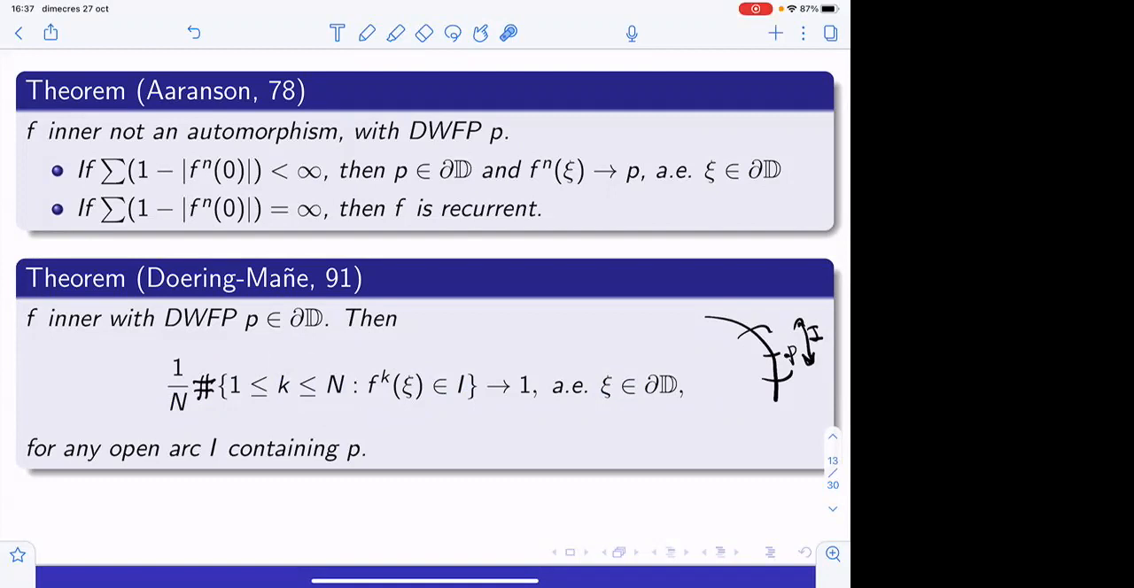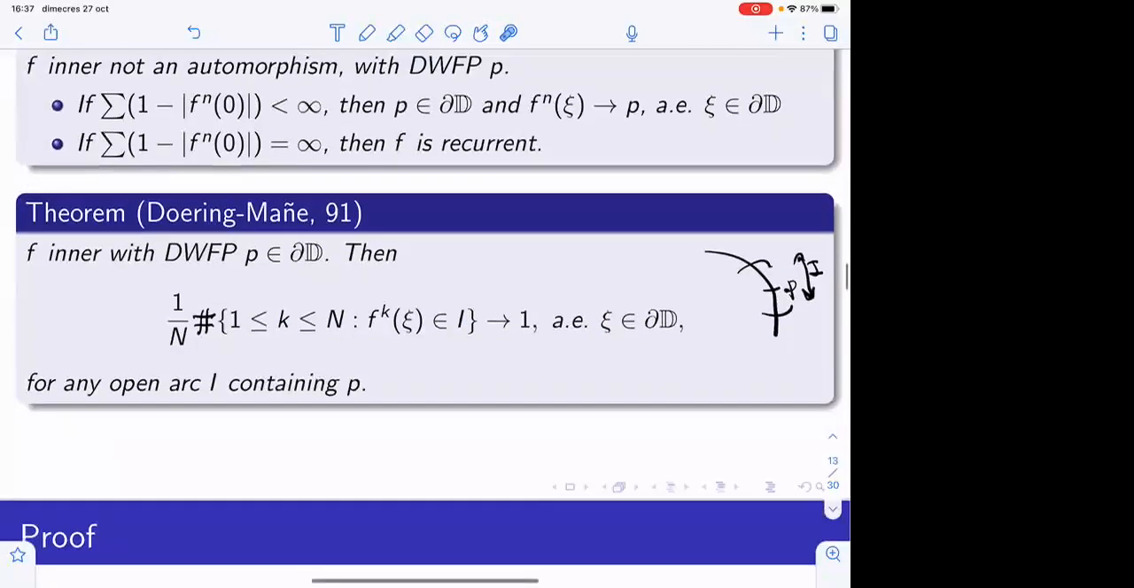So I like to think of this theorem in the following way. Here is the Denjoy-Wolff fixed point P. Here is the arc I. And you start with a point psi. If P acts as an attracting fixed point, of course, after a certain number of iterates, you lie inside the arc I and you approach the point P. And this is not very surprising. However, remember that the mapping can also be recurrent.